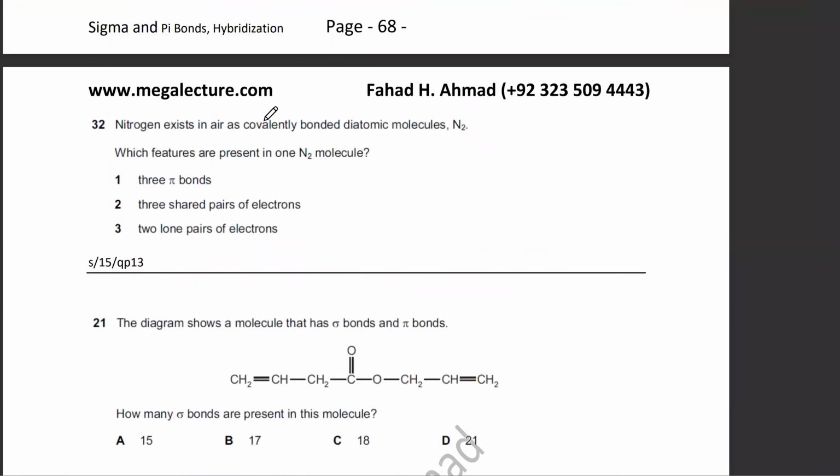Nitrogen exists in air as covalently bonded diatomic molecules. Which features are present in one N2 molecule? Now, N2 has a triple bond. So that means it's one sigma bond. The first overlap is right in the middle. The other two, one is going to be above and below. Then there's going to be an overlap in front and behind.